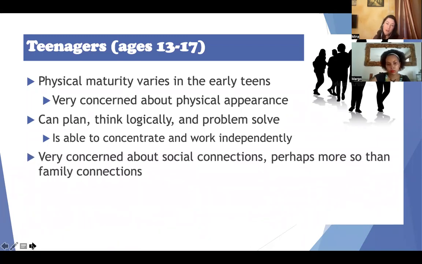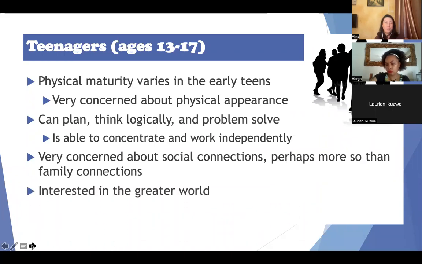They're very concerned about their social connections and may even prioritize these over their family connections. They're very interested in their friends. They're very interested in what their peers think about them. And so this can be a good thing, but it can also be very distracting in the classroom. We do find that they are interested in the greater world at this point. Whereas with the younger ages, they are more interested in kind of in the world directly around them.